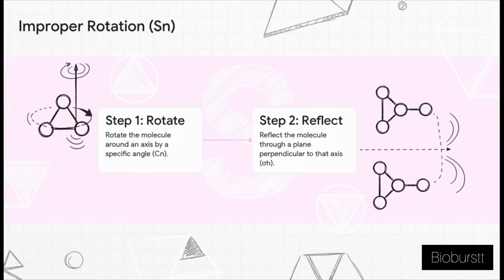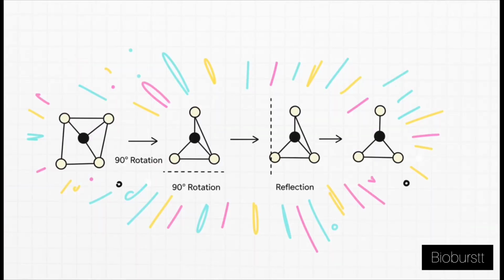But some of these operations are a little more complex. They actually combine two moves into one. A great example is the improper rotation. So first, you rotate the molecule by a certain angle, and then, step 2, you reflect it through a plane that's sitting perfectly perpendicular to the axis you just spun it on. It's a two-step combo. And this is where it gets really interesting.